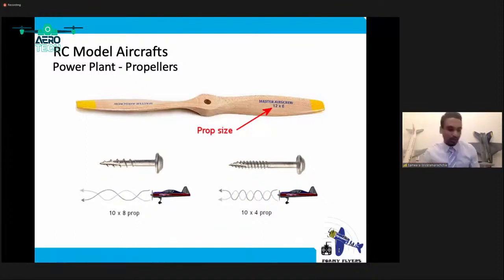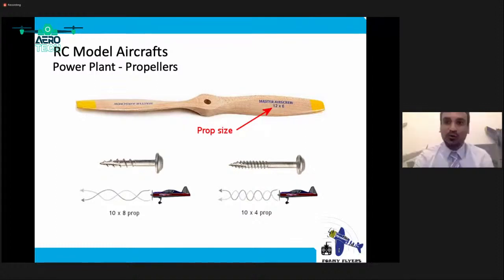And talking about propeller sizes, I mentioned that normally a propeller size is mentioned on the propeller. So in this particular case, it says 12 by 6. 12 is the diameter of the propeller, in inches, and 6 is the pitch of the propeller. So normally, if the propeller is rotated in one rotation, under ideal conditions, the propeller should move 6 inches forward.